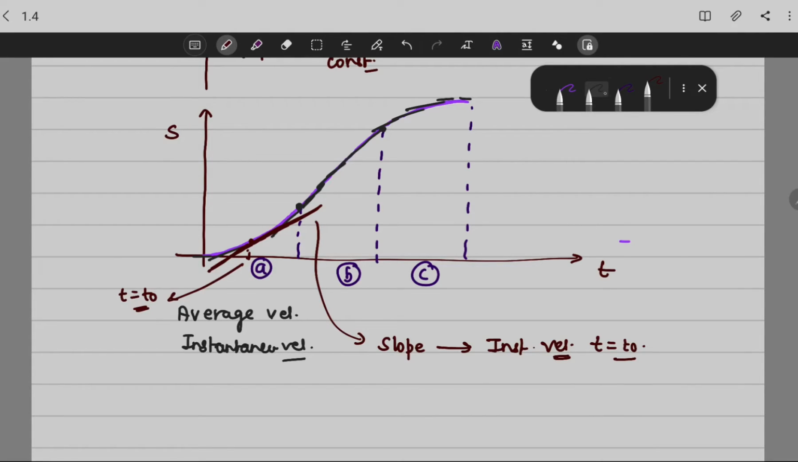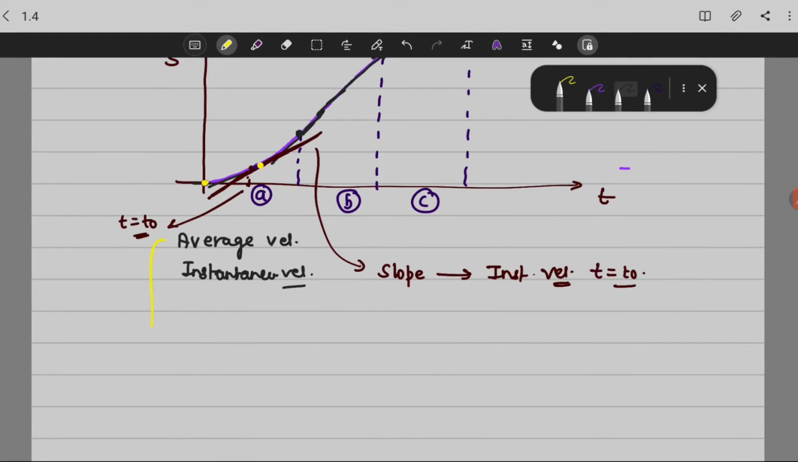We want to know the average velocity till this particular point. For that, starting from this point to this particular point, we know that average velocity is equal to delta x upon delta t. This particular distance is delta x and this particular distance is delta t. Then if we do delta x upon delta t, we can find the average velocity.